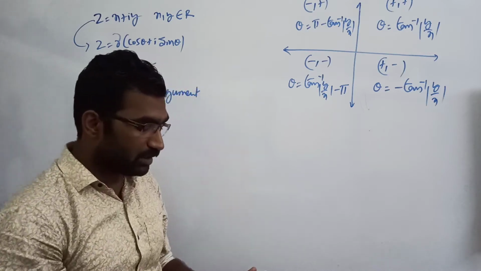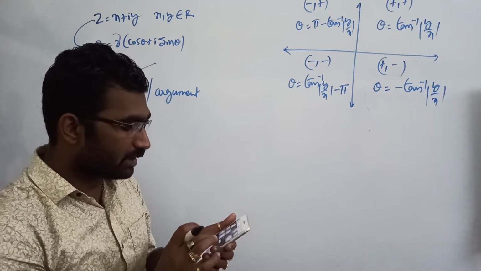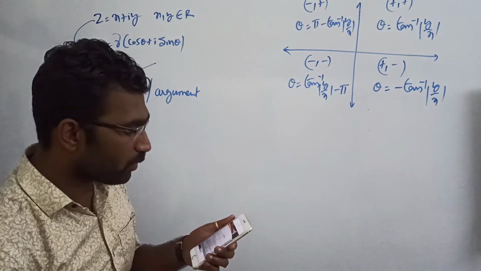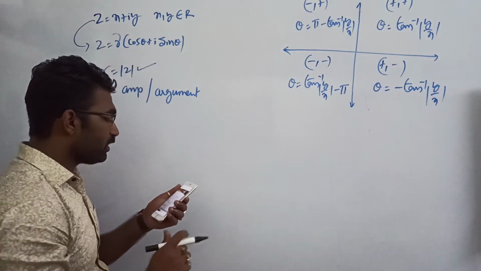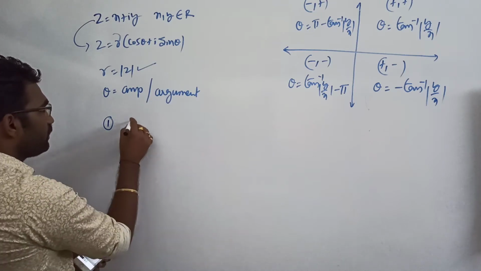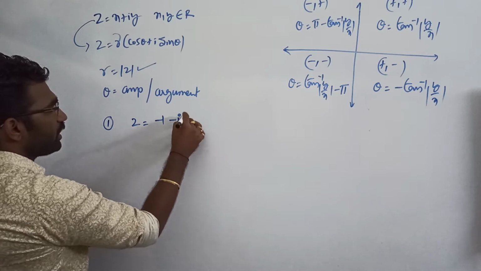Now if you see exercise 5.2, in the first question they asked: find the modulus and argument of each of the complex numbers from exercises 1 and 2. So I will take the first question. They have given that z equals minus 1 minus i root 3.